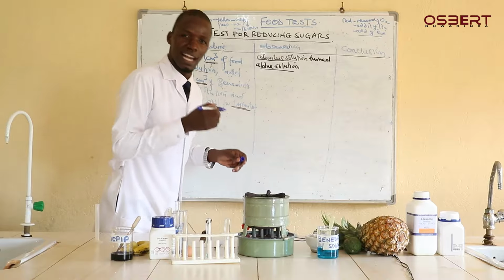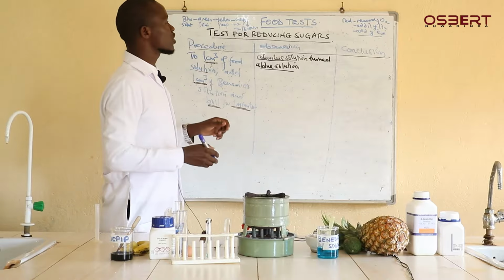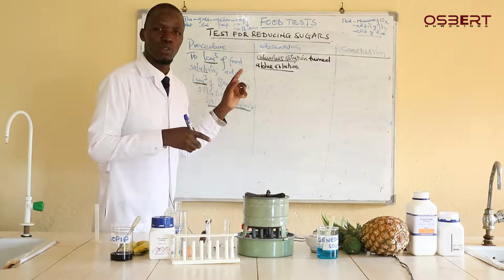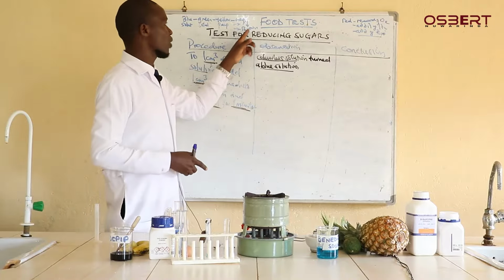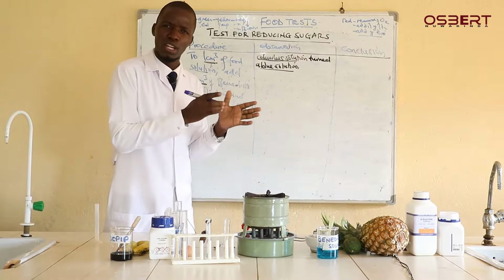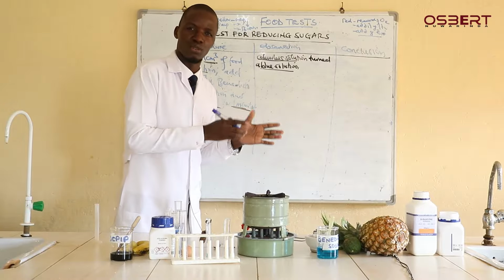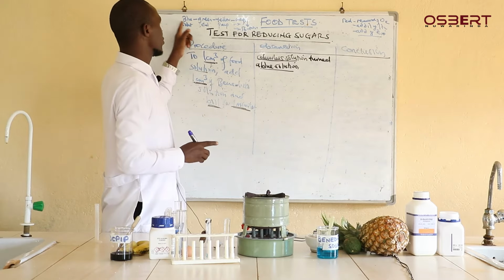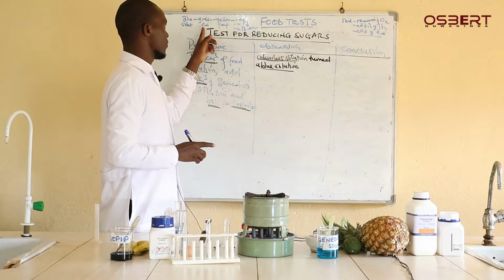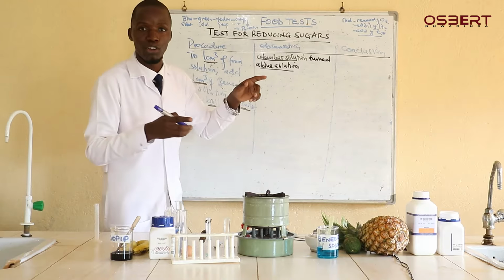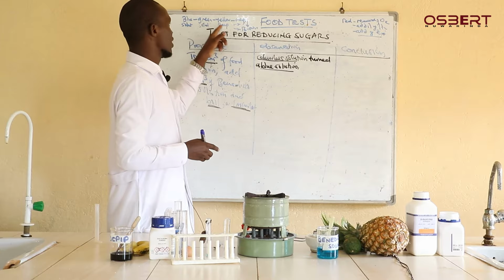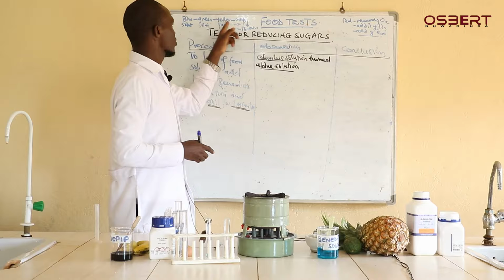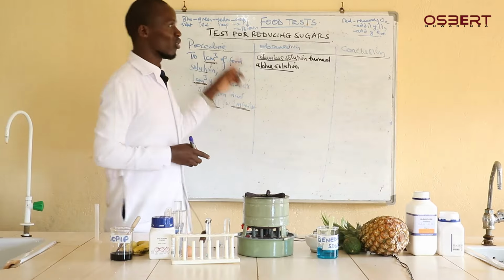I have said if reducing sugars are too much, that means the copper 2 ions are going to be reduced seriously, and the colors are going to go up to brown. But depending on the quantity of reducing sugar that you have in that food or in that solution, the colors go on changing. If you have little, the colors turn from blue to green, and they stop there. If you have moderate, they turn from blue to green to yellow. That's when you have moderate reducing sugars. If you have much, it is from blue to green to yellow to orange. If you have too much, they go up to brown.